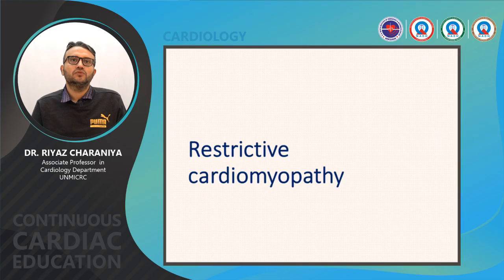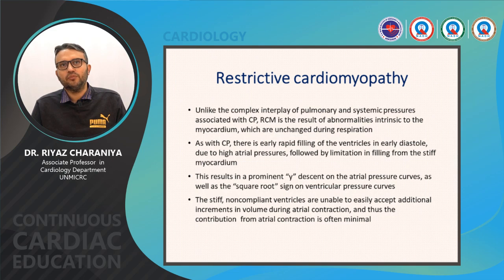So now we'll go on to understand restrictive cardiomyopathy. Unlike the complex play of the pulmonary and systemic pressures associated with constrictive pericarditis, restrictive cardiomyopathy is a result of abnormalities intrinsic to the myocardium, and this doesn't change with respiration. As with constrictive pericarditis, there is an early rapid filling of the ventricles during early diastole because of the high atrial pressures, following which there is a limitation of filling from the stiff myocardium. This results in a prominent Y descent in the atrial pressure curves as well as a square root sign on the ventricular pressure curves.